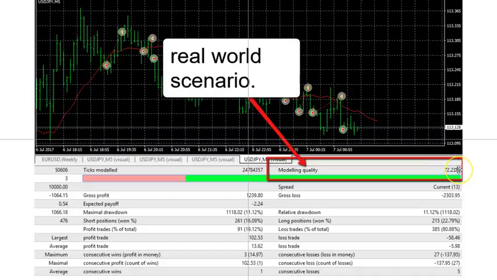Now, let's see, what is 100 minus 72, 0.23? So we're giving this EA a 27.77% advantage over us. That's just ridiculous. You want a modeling quality of like 100%. You're never going to get it in trading, but if you get anything above 95, 96%, well, you know, some people say that's great, but let's look at it.